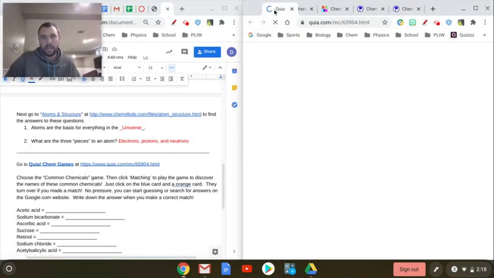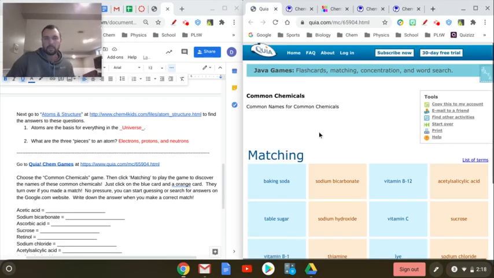Pop it over to this side. All right, choose the common chemicals game. Okay, I'm there. Then click matching to play the game to discover the names of these common chemicals. Just click on the blue card and an orange card. They turn over if you make a match. So no pressure. You can just start guessing or search for the answers on google.com. If you've never been, it's a good website. Write down the answer when you make a correct match.